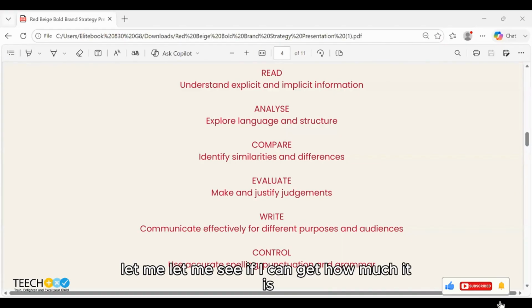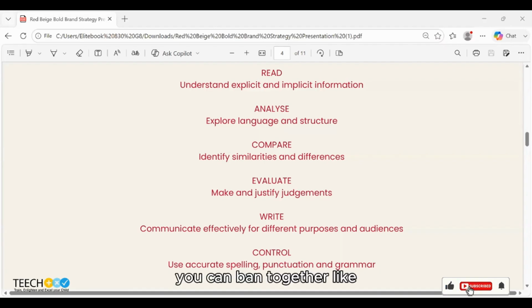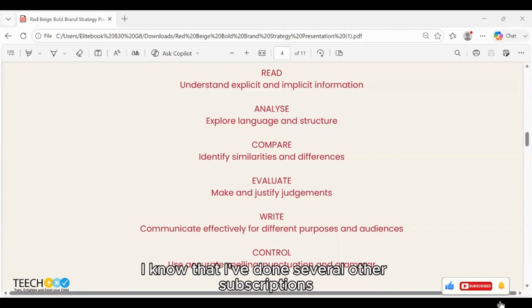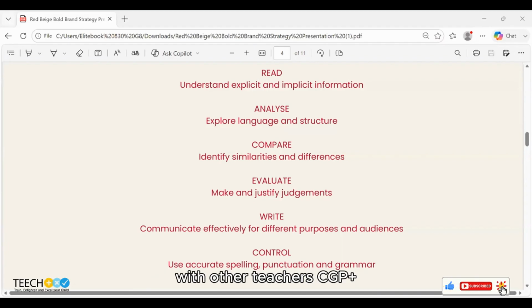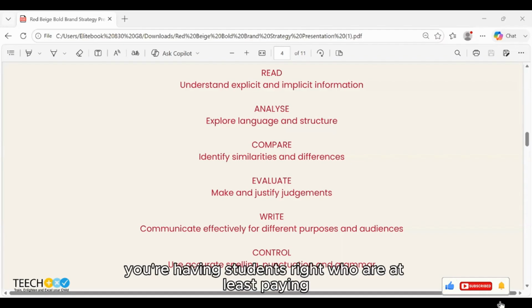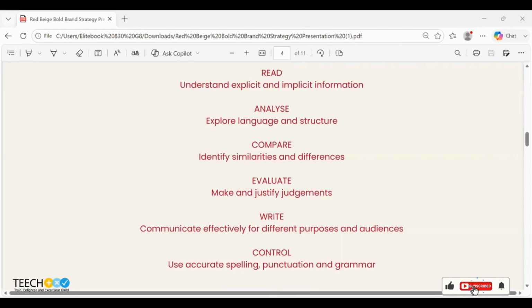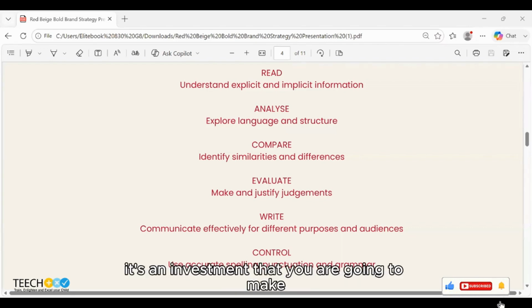Let me see if I can get how much it is. You can band together. I know that I've done several other subscriptions with other teachers. CGP Plus, we came together, paid the money. IXL, we came together, paid the money. Twinkl, we came together, paid the money. So as long as you're having students who are at least paying, it's an investment that you're going to make.